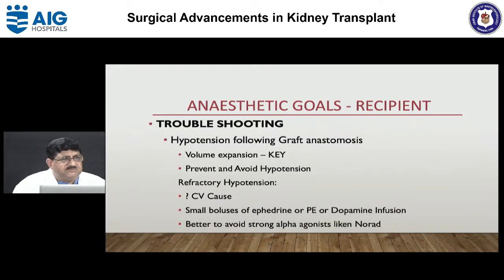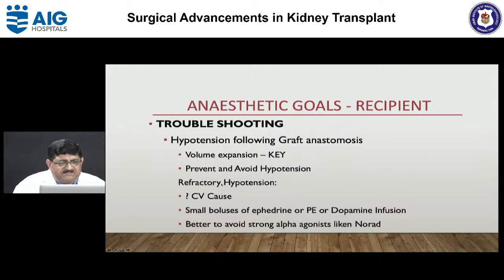There are certain things which we need to know intraoperatively and for postoperative troubleshooting. Hypotension is one of the commonest things that happens post graft anastomosis or in the postoperative period, but the important cause is hypovolemia, and volume expansion is the key. Prevent and avoid hypotension. Other causes of hypotension in the postoperative period like graft thrombosis, vasospasm, and ureteric kink all have to be ruled out by Doppler and other methodology.